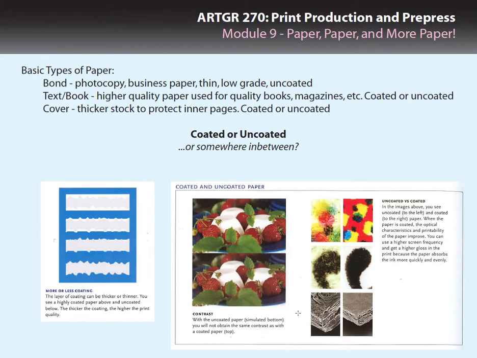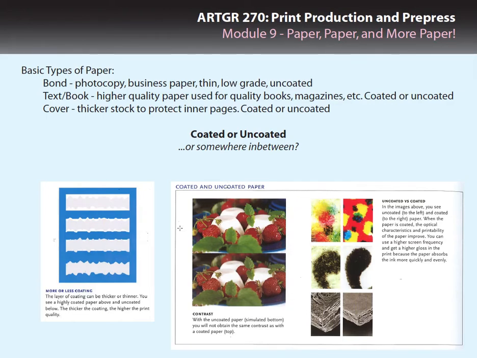So if you're looking for something with high quality photograph reproduction, brilliant colors, sharp definition, you're going to want to go with a coated paper. If you're not too concerned, you can go with uncoated, or if you're looking at something with a more natural appearance to it, uncoated gives a more natural appearance.